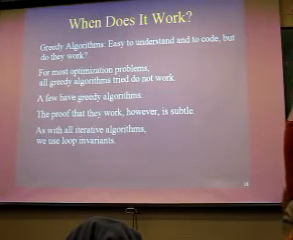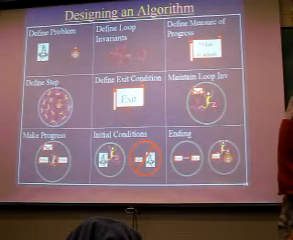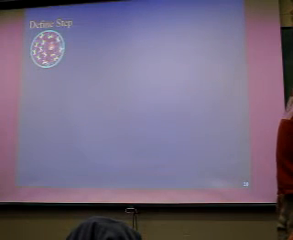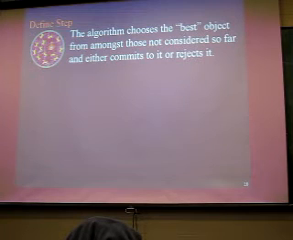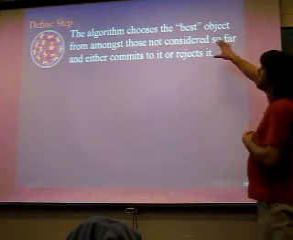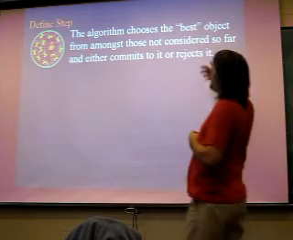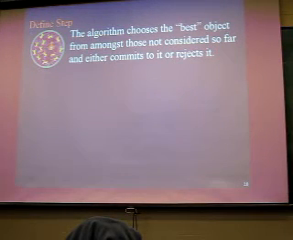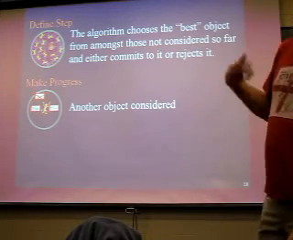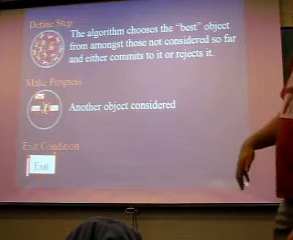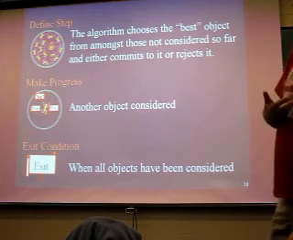We only have about 3 minutes, so we're not going to get very far, but we can go a little bit further in how to prove this. We need a loop invariant. The algorithm is grabbing, in this case, coins, and deciding to keep them or not. The algorithm chooses the best object amongst those not considered so far, and either commits to it or rejects it. And we make progress because we consider another object. The exit condition is when we've made a decision about every object.